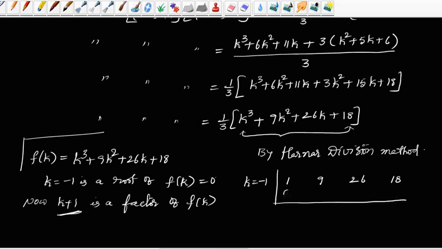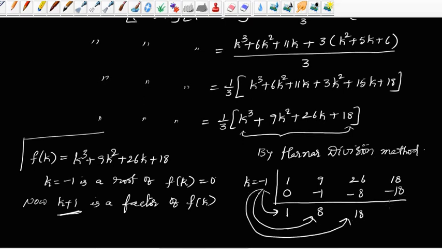First of all, here we can take 0. Now, adding these two, 1 plus 0, 1. Now, minus 1 into 1, how much? Minus 1. Now, adding these two, how much do you get? 8. Now, again, minus 1 into 8, how much? Minus 8. Now, 26 minus 8, how much? 18. Again here, minus 1 into 18, minus 18. How much do you get here? 0. Okay, this is what we get here.